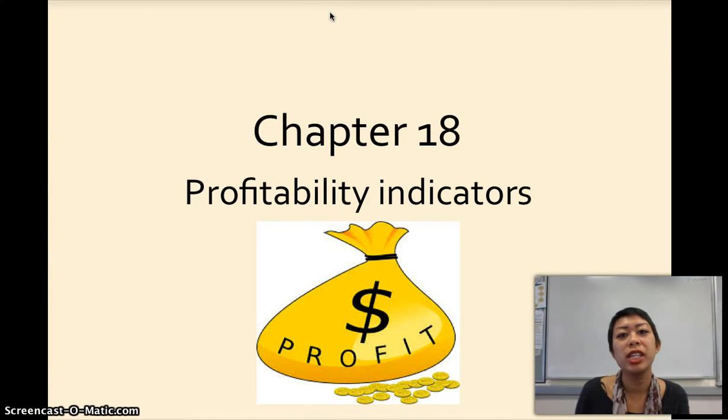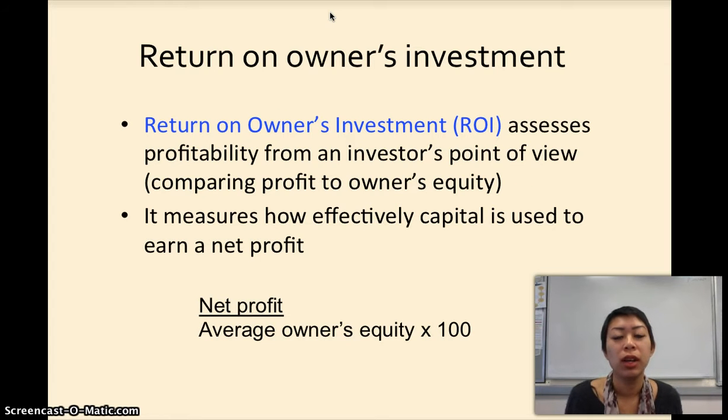Hi, we're continuing with Chapter 18 and we're going to focus on some profitability indicators today. Firstly, we're going to look at return on owner's investment, also known as ROI. It assesses profitability from an investor's point of view, where we compare net profit to average owner's equity invested. It measures how effectively capital is used to earn a net profit.